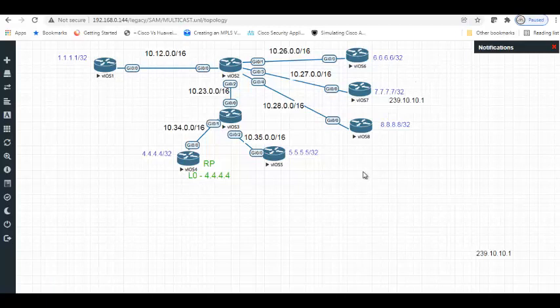Likewise, the RP knows the group member because R7 was coming and enrolling. R7 was giving its address saying, hey, it's me. I want to know about the source of 239.10.10.1. Likewise, R5 will also go to R4. When you configure R5 with IGMP, it goes to R4 and says, even me, I want.